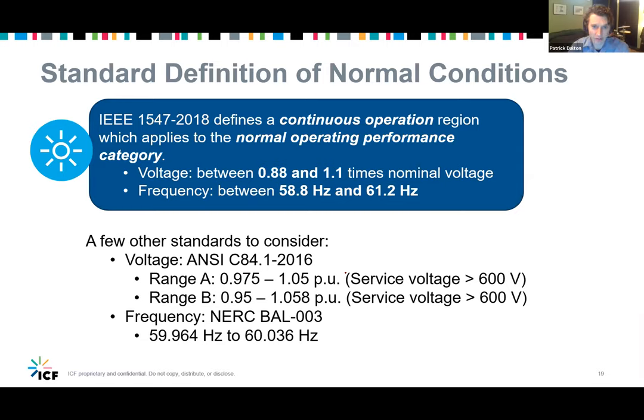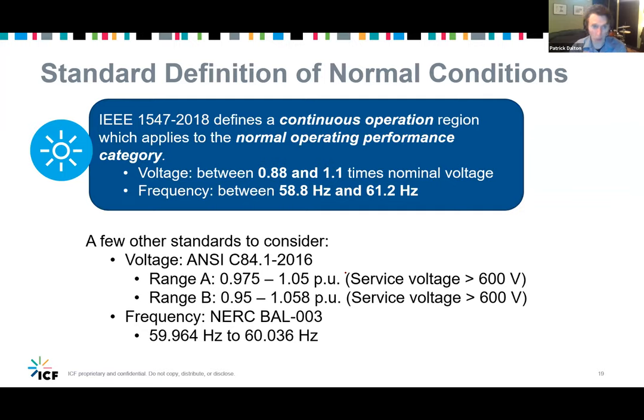And then just to define, so we define that there are normal functions and abnormal functions. And so we need to also define what are the conditions that characterize normal behavior. And it's really voltage and frequency based, voltage between 0.88 and 1.1 per unit is what's considered normal voltage.